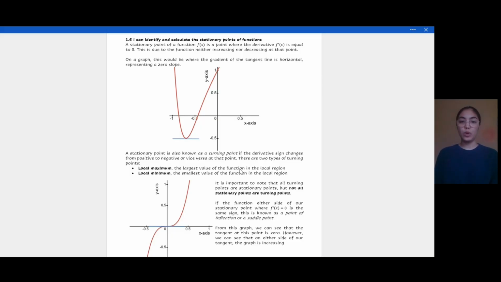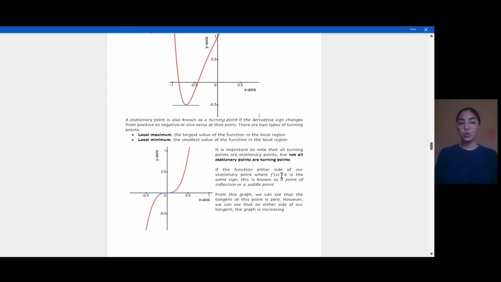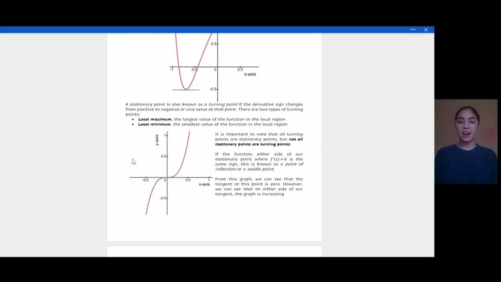It is important to be aware, though, that not all stationary points are turning points, but all turning points are stationary points. We can see that by looking at this example over here. My graph on this side of my stationary point is increasing. Then I get to my stationary point, where my tangent line has a slope of 0, and on the other side my graph continues to increase.